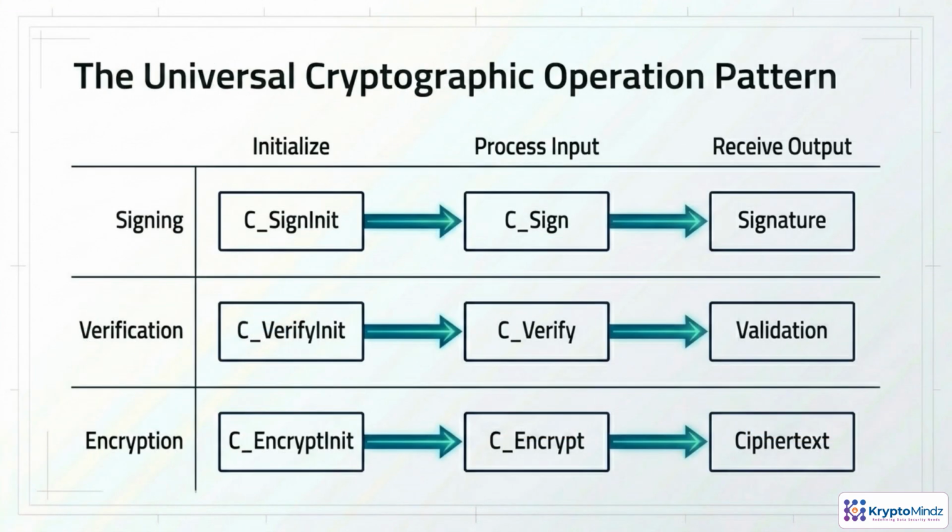Most PKCS #11 operations follow the same basic pattern. You start by initializing the operation with something like C_SignInit, C_VerifyInit, or C_EncryptInit. That call selects the mechanism, key, and any parameters. Then you feed data into the operation with C_Sign, C_Verify, or C_Encrypt and get the result back. For large data, you switch to the multi-part variants, but the mental model stays the same. Initialize, stream data, finalize.